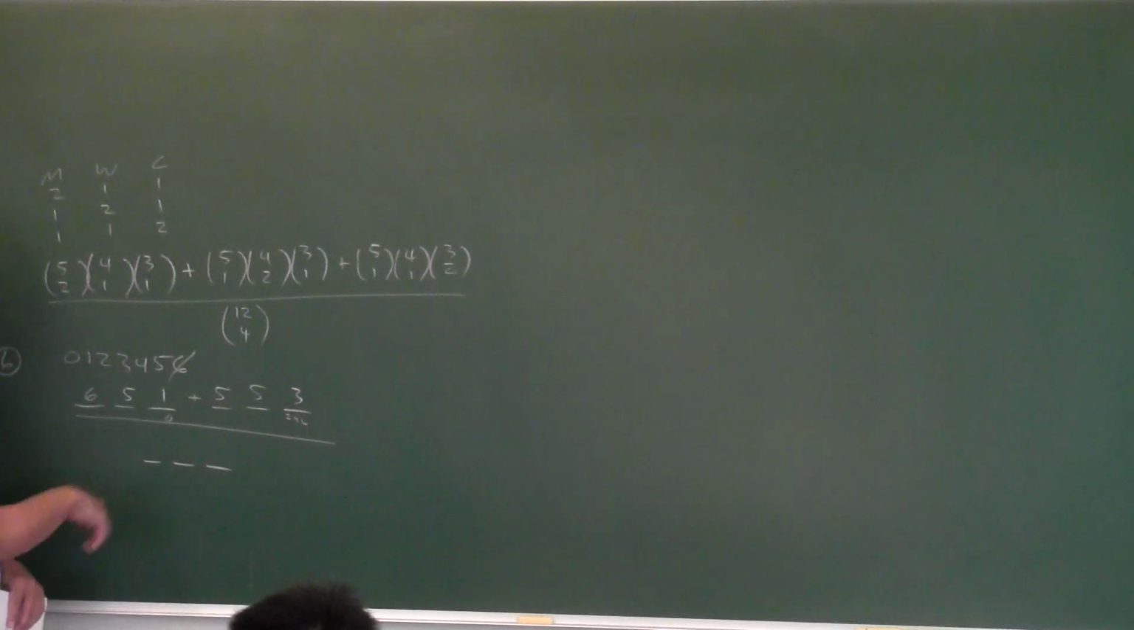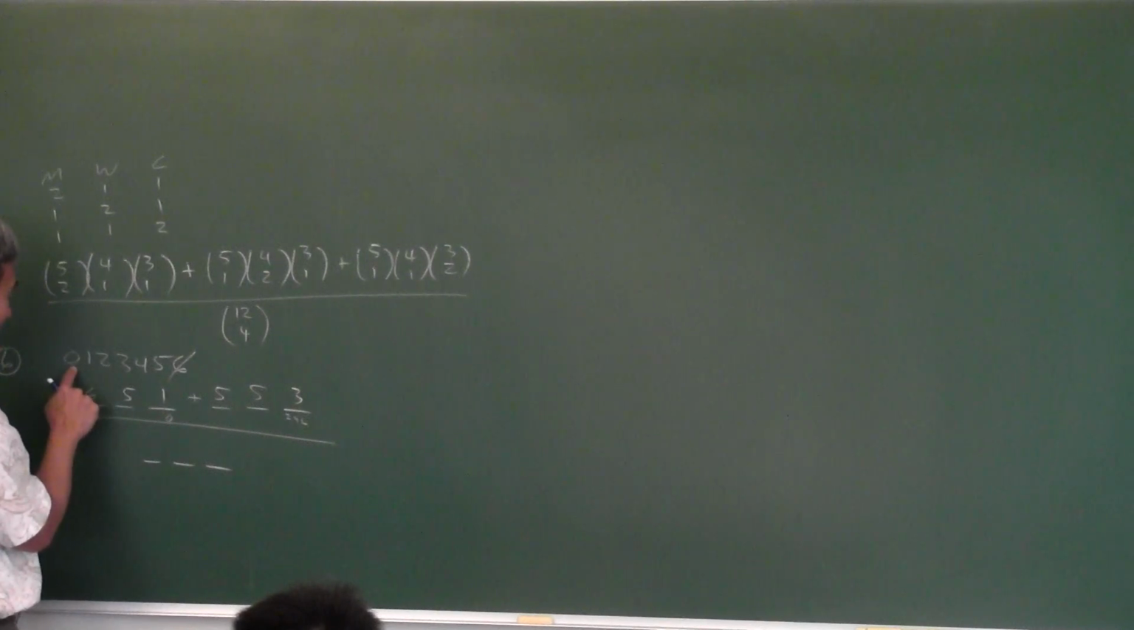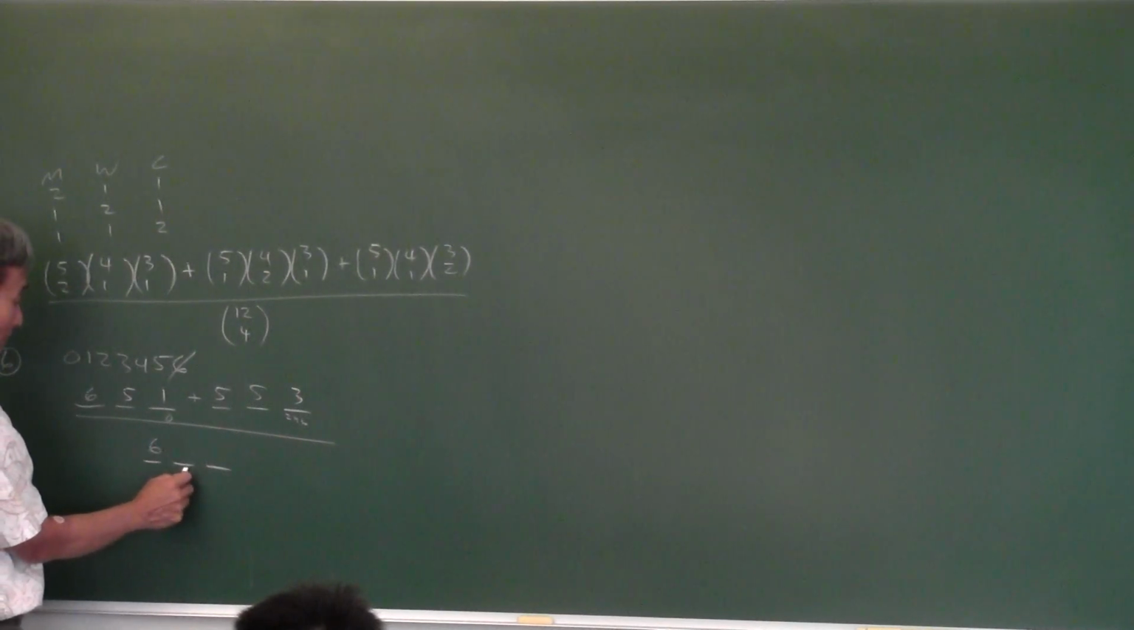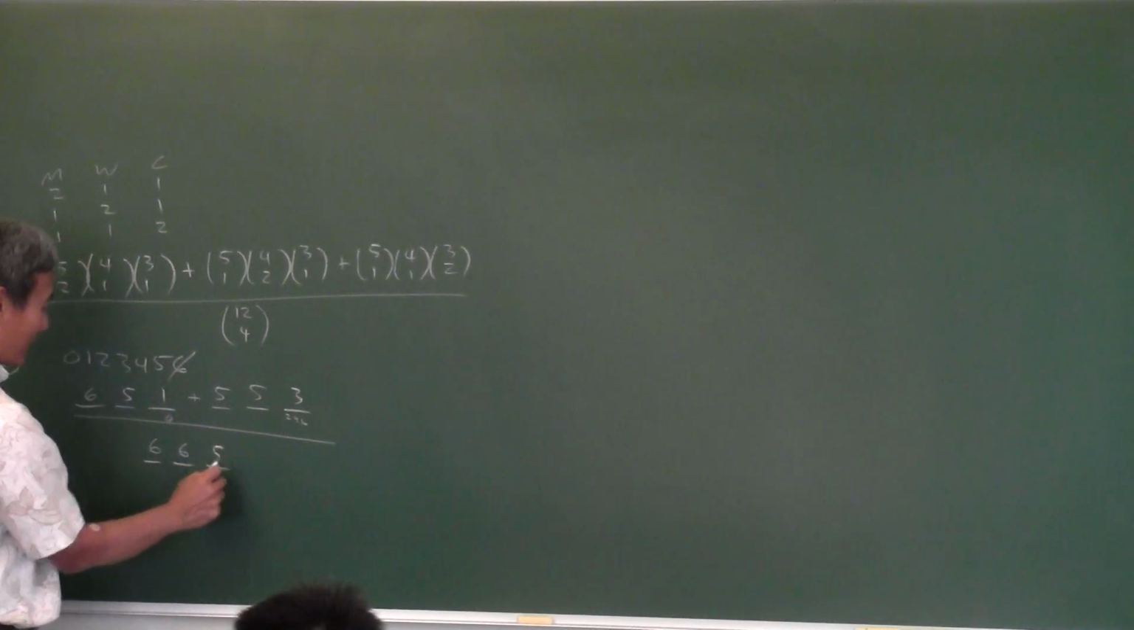How many 3-digit numbers can you make, period? How many choices for the first digit? Anything except the 0, so 6. But now you can use the 0, so 6 and then 5.